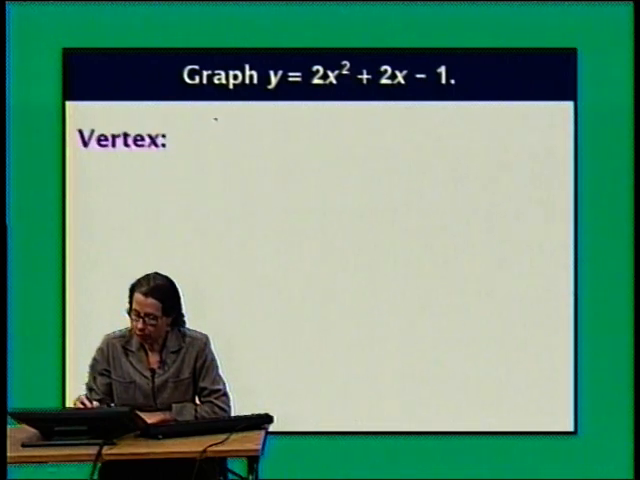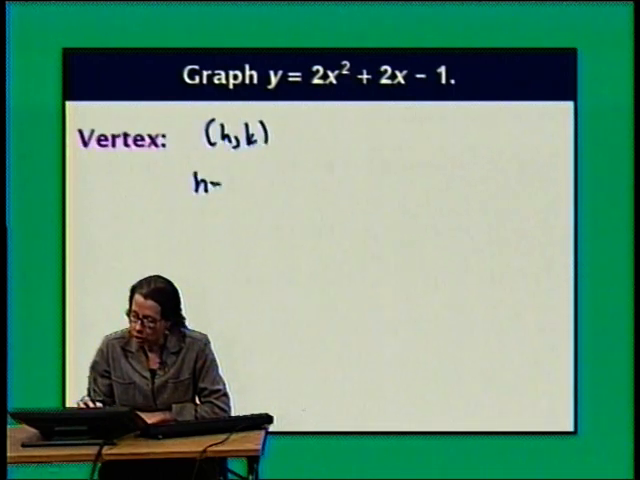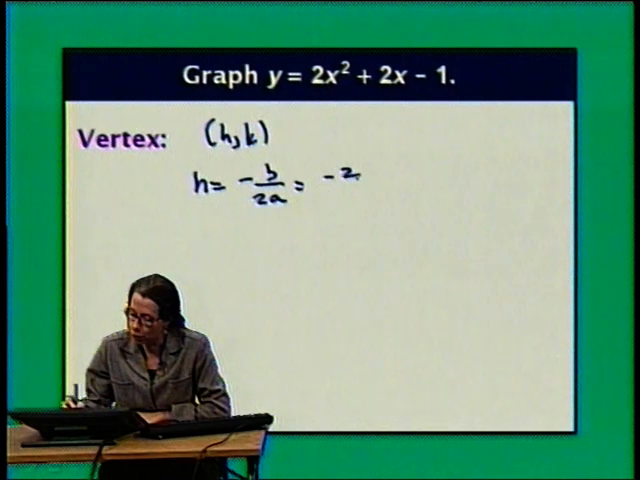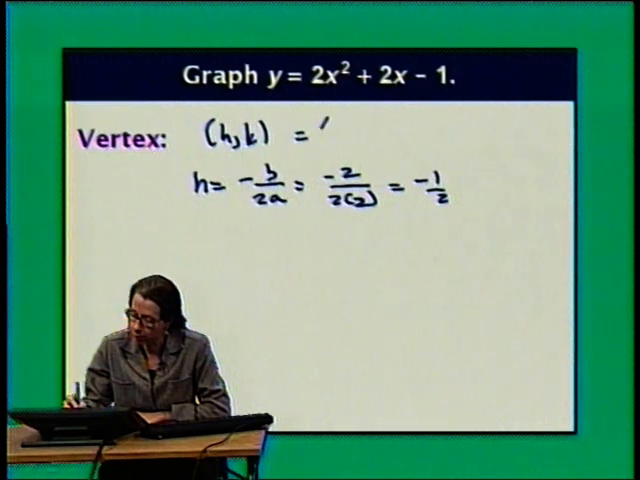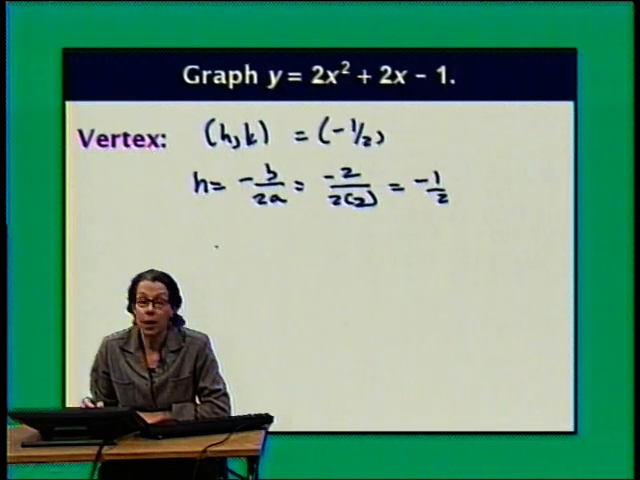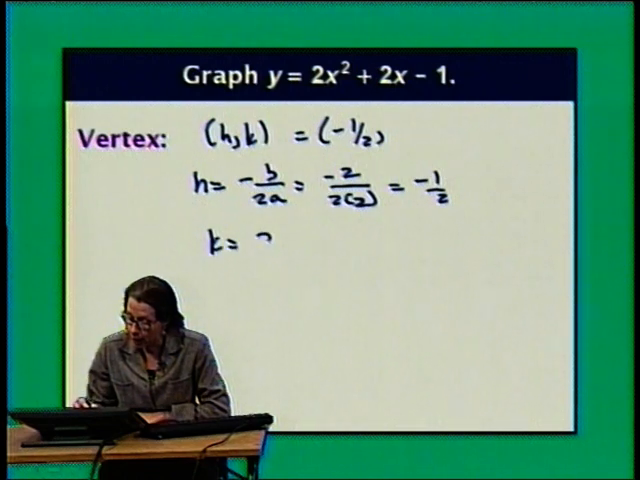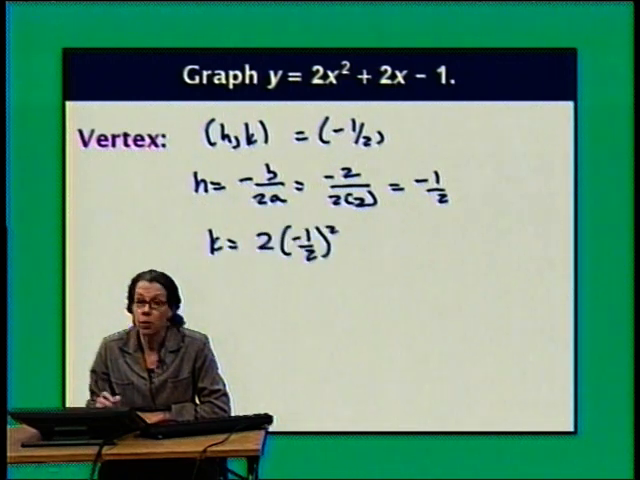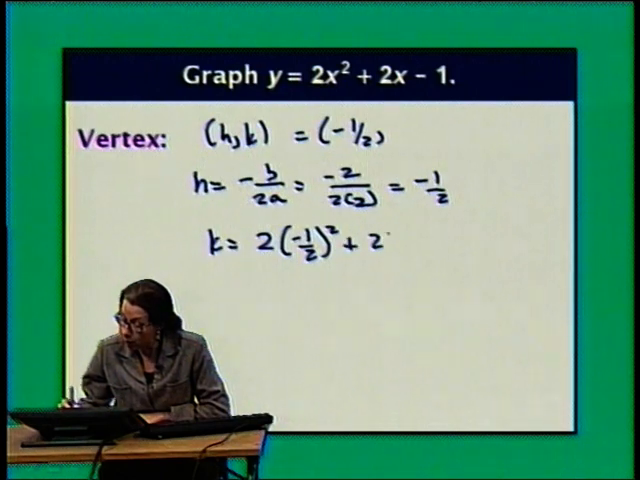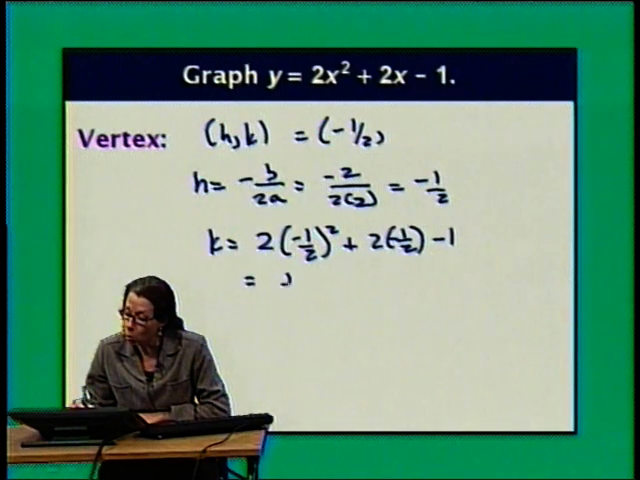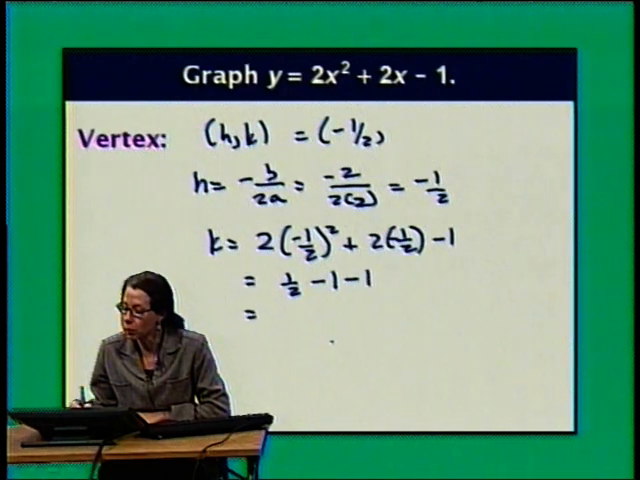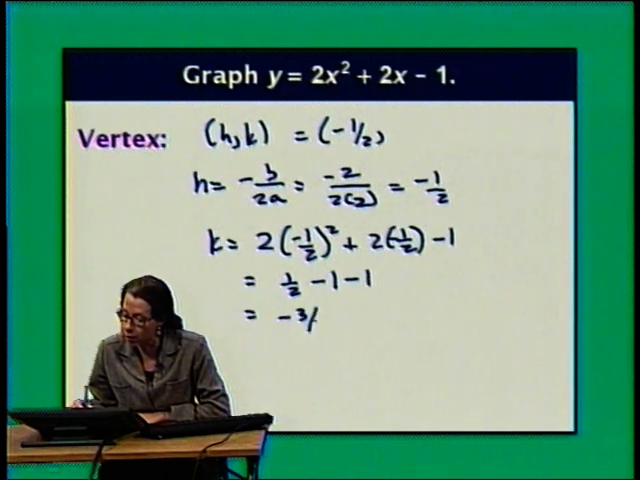What about the vertex? So h equals the opposite of b over 2a, which in this case is negative 2 over 2 times 2, which is negative 1/2. So when h is negative 1/2, then k is 2 times the square of negative 1/2, plus 2 times negative 1/2 minus 1, which is 1/2 minus 1 minus 1, which is 1/2 minus 2, which is negative 3/2.